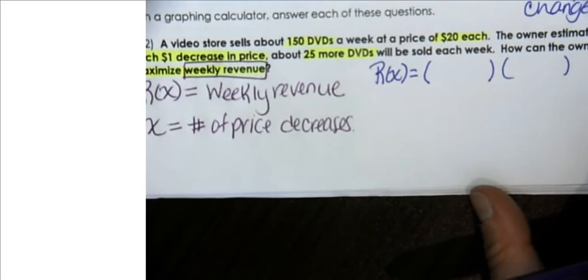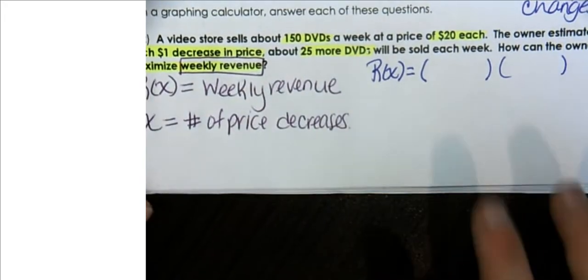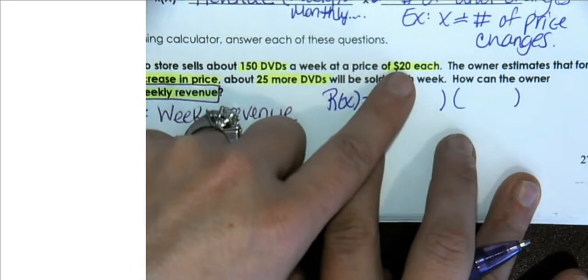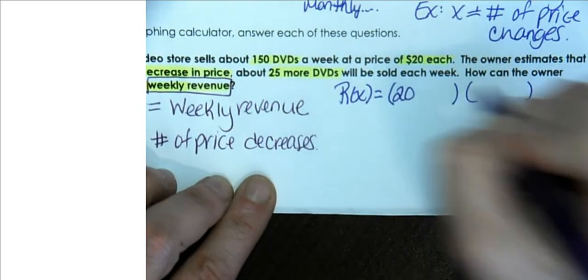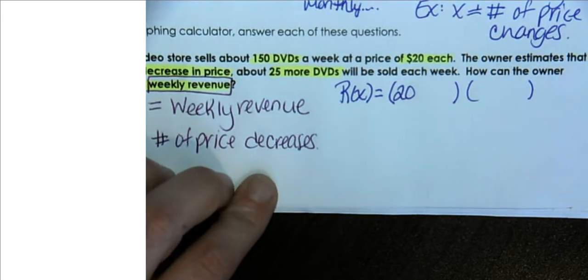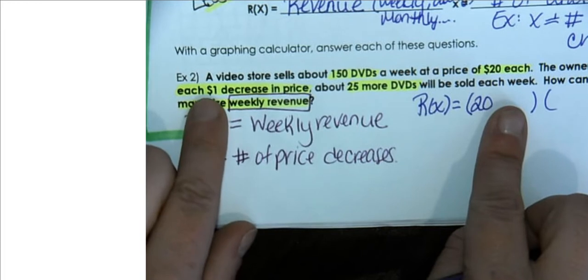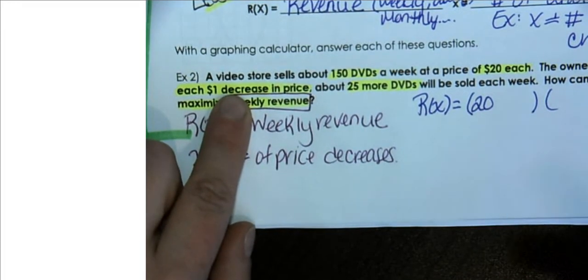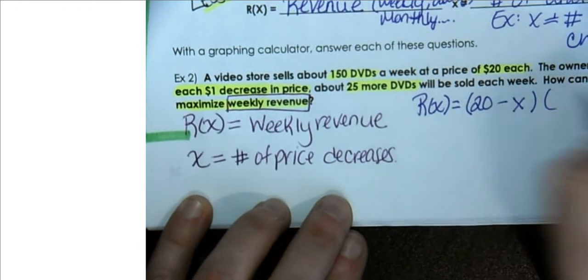So to write our equation, I always write down where we started. So we have price, and the price that we're starting with is $20. So this first parenthesis is dealing with price. And what is happening to the price is it's decreasing by $1 every week. So I'm going to write minus 1x.